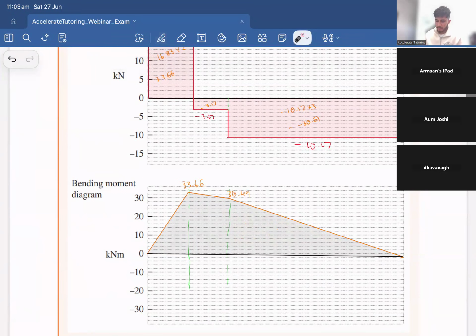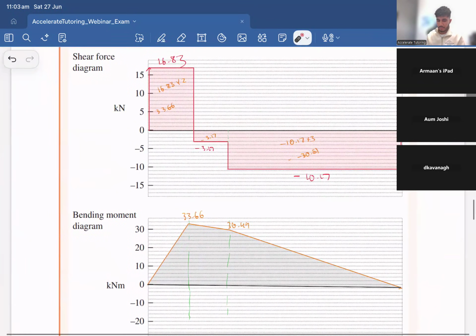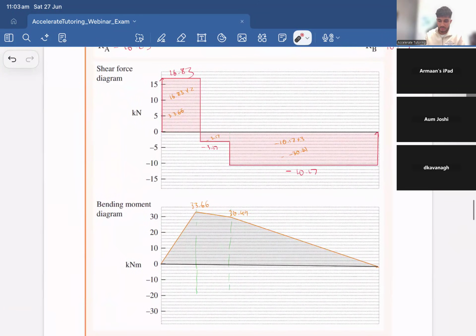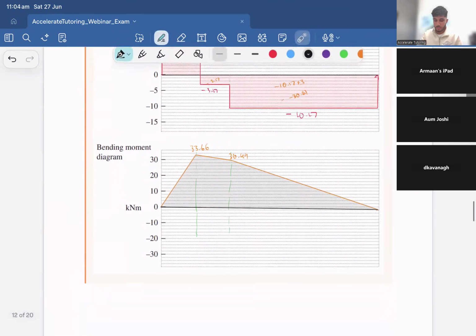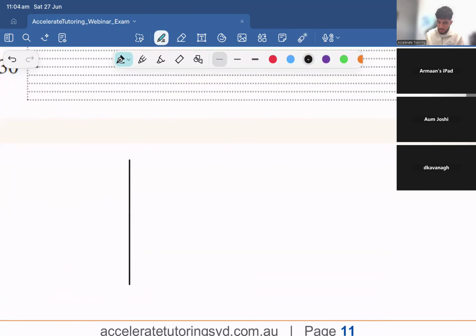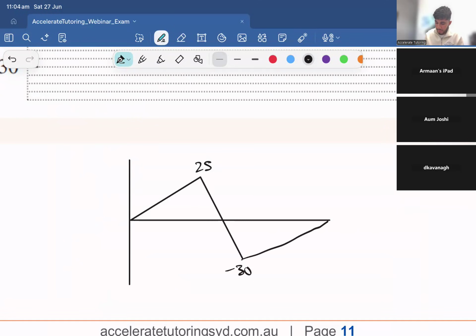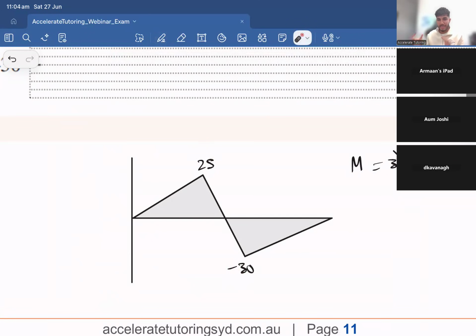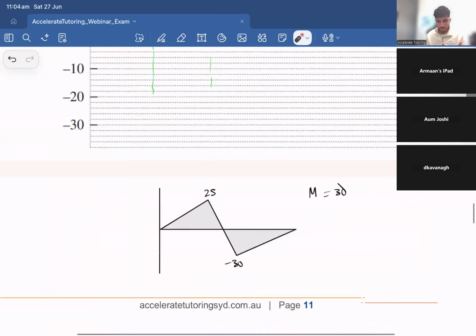Now, can someone tell me what our maximum bending moment is from this diagram? What is our maximum bending moment? I don't think I added that question in. Yeah, 33.66. So it's just the highest value. Now, a key thing to note is, say hypothetically, you had a bending moment diagram where you went up to, let's say, 25, and then you went down to negative 30 and then back to 0. In this, your maximum bending moment is not the 25, it's the 30. We don't care about whether it's negative or positive, we just care about the magnitude itself.